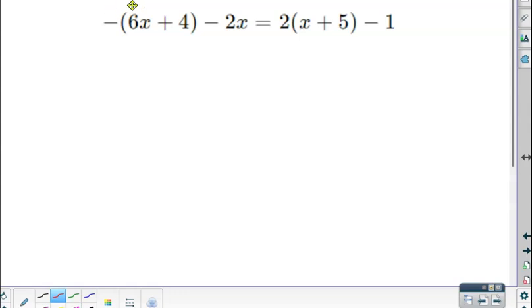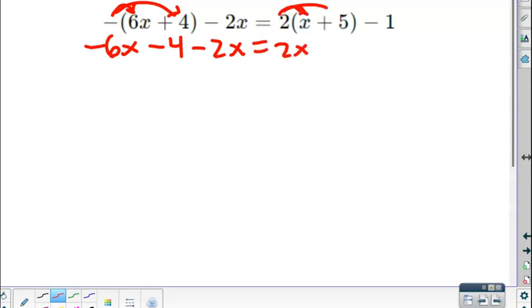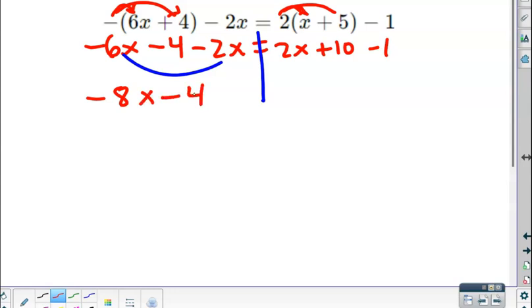One more time. Negative times 6x is negative 6x. Negative times 4 is negative 4. And this one we rewrite. Over here we're going to get 2x plus 10, and then we rewrite the 1. Again, when I separate these sides, I look for like terms on the same side and combine them if I can. Negative 8x minus 4, and on this side equals 2x plus 9.